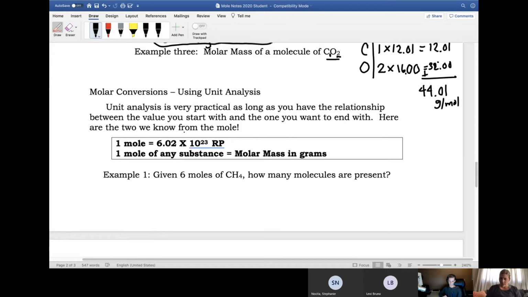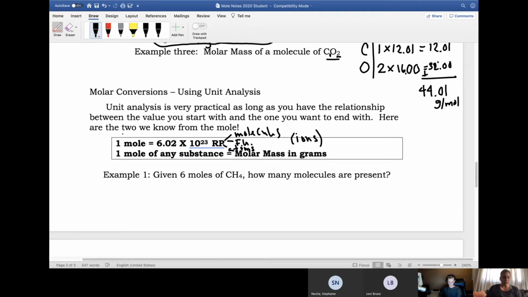We have 1 mole is equal to 6.02 times 10 to the 23rd representative particles. And remember, the representative particles we can measure are molecules, formula units, and those are the most common ones, and atoms. But we can also measure or count ions, but that's a less common one that you'll see. And then I can also use 1 mole is equal to our molar mass in grams.